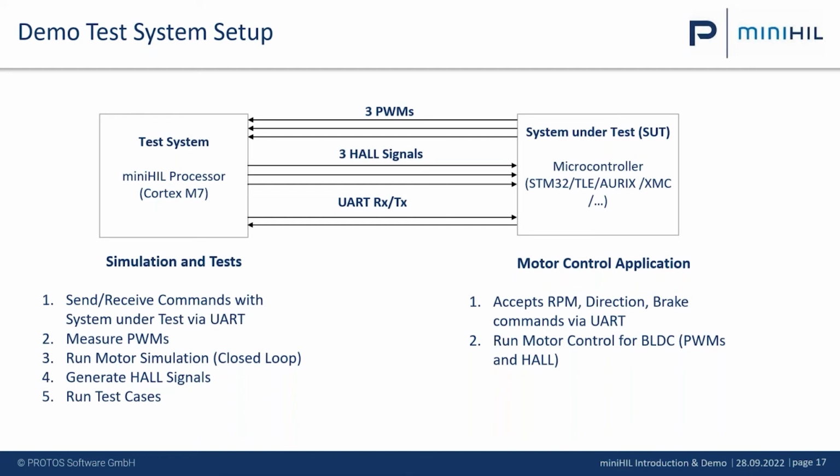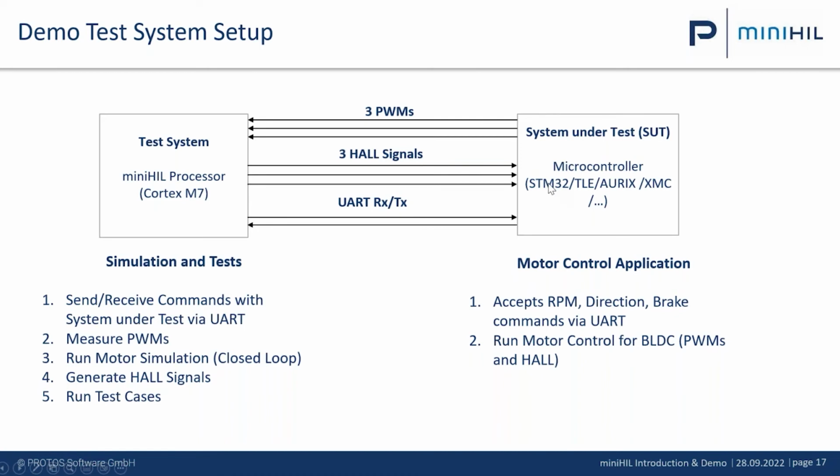You have a lot of microcontrollers that control motors or drives. And we have, in this case, a BLDC motor control system. So we generate 3 PWMs. The test system is measuring them, running the plant simulation for the motor, and generates 3 Hall signals as digital outputs. And the control for speed and direction and so on is done via UART. This could also be CAN, LIN, or whatever it is. It's just a little demo application, but it's a highly relevant demo application, I guess.